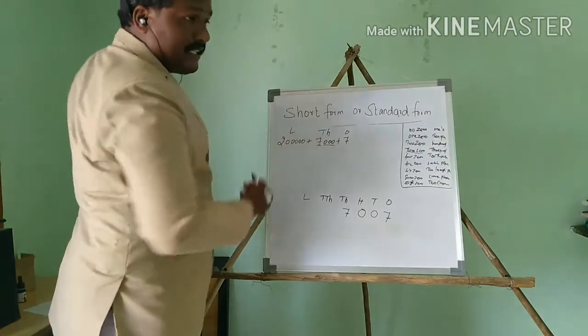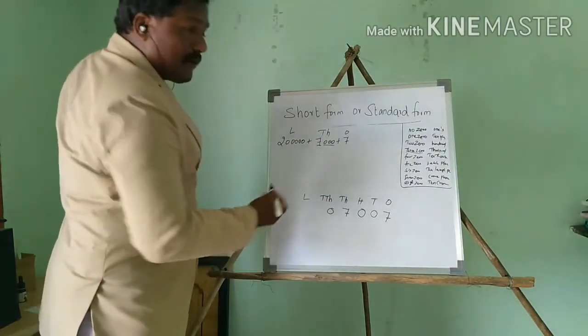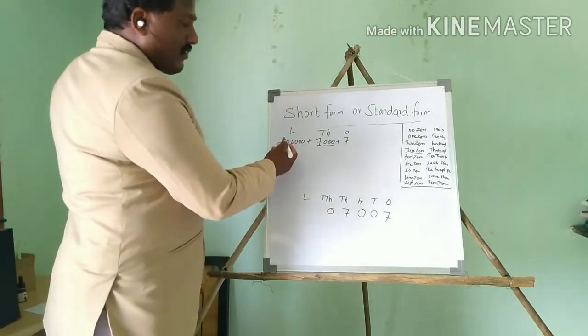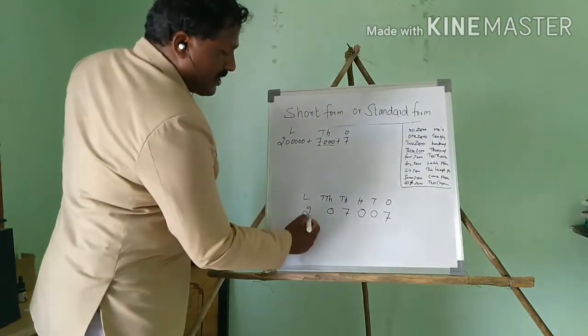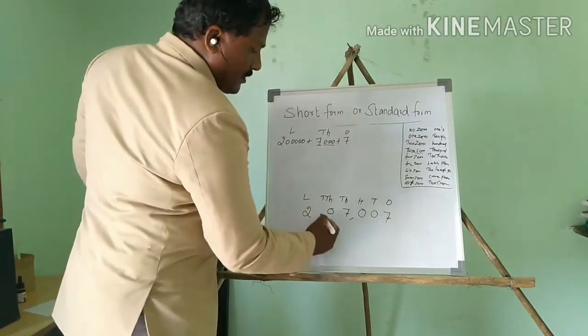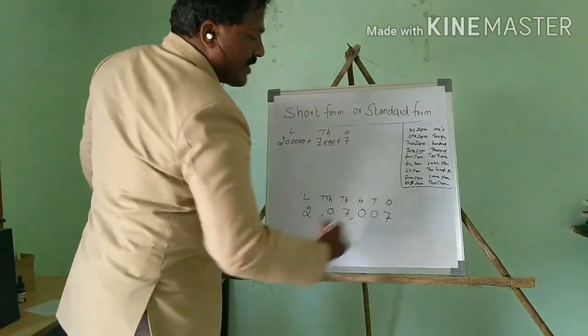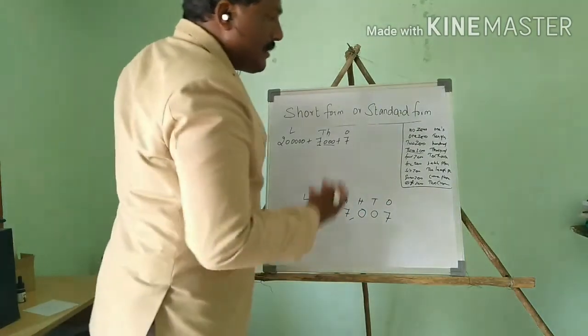But here there is no 10,000. Here you have to put 0. Then the other place value, what? Lakh. So the lakh place value here is 2. So 2 is there. You just write 2. So how do we read? 3, 2. So 2 lakh 7,007. This is the easy method.